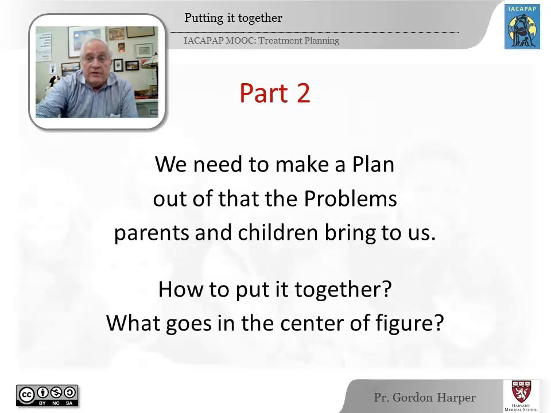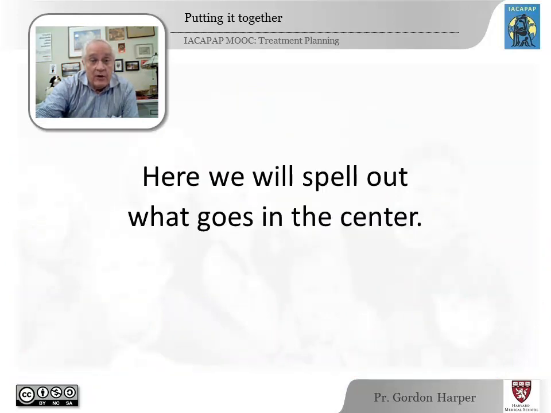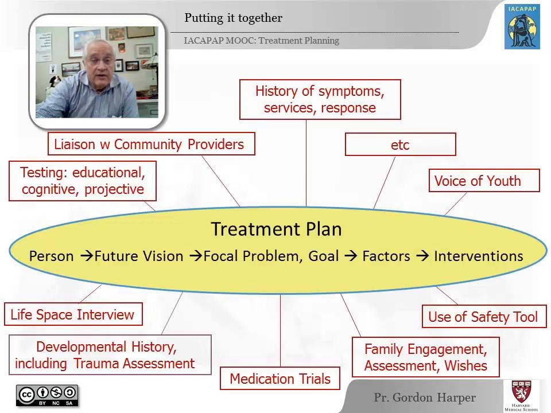What we're demonstrating here is how we make a plan out of the problems that parents and children bring to us. Here's the figure we used in part 1 showing all the contributing pieces of information we have around the central figure. And we're going to spell out now what goes in there. These are the elements of the treatment plan, starting with defining a person, defining a future vision for that person, defining a focal problem and goal, identifying contributing factors, and selecting interventions based on those factors. That constitutes the treatment plan.